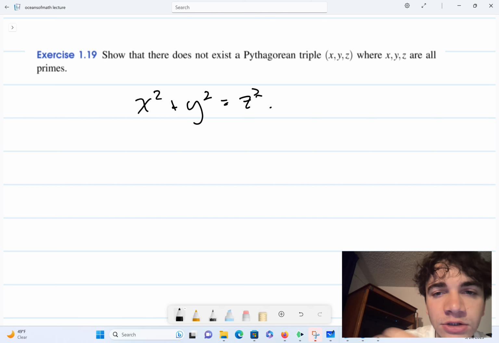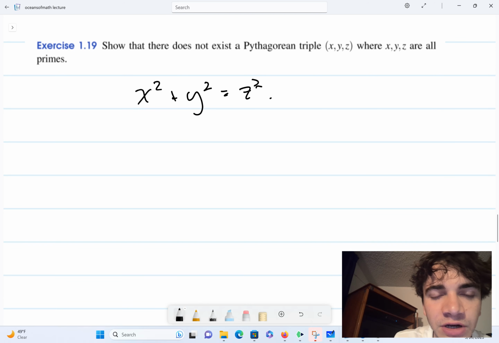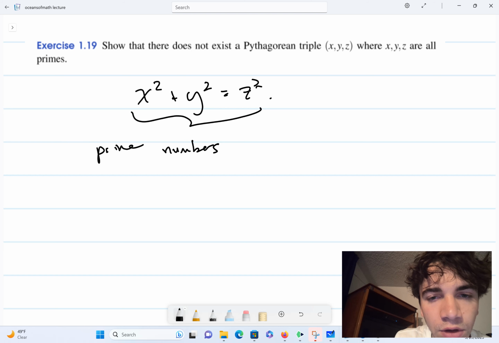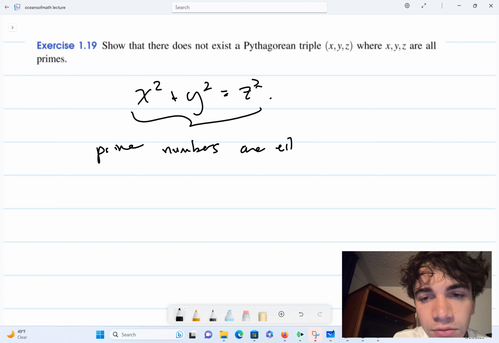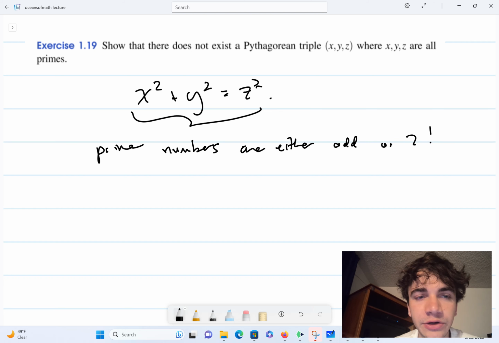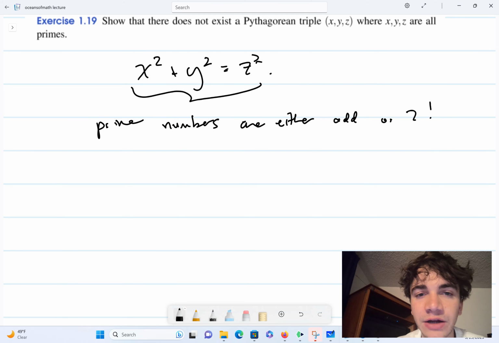In order to do this, I'm going to make an interesting observation about the parity of this equation. We know that prime numbers are either odd or 2. Either the prime number is 2 itself or it's an odd number. Otherwise, it would have 2 as a factor and it would not be prime.